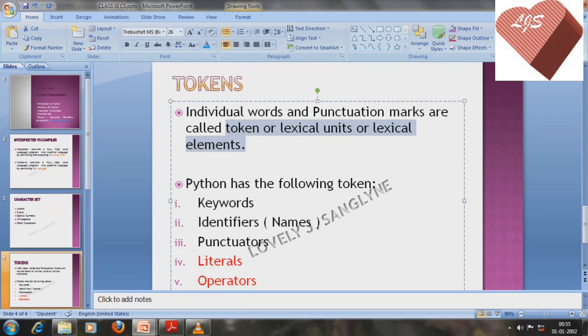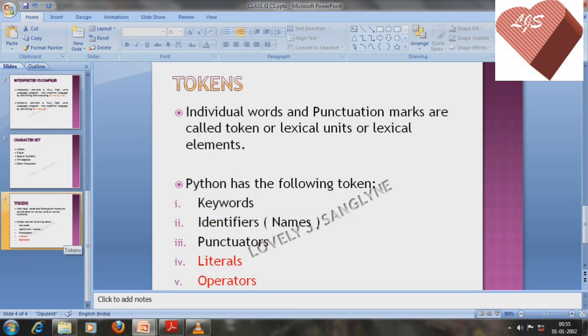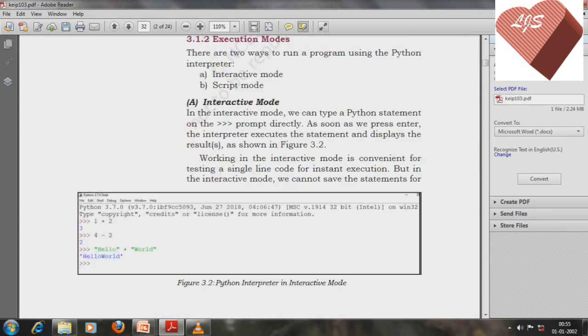Now let us discuss the following tokens such as keywords, identifiers, and punctuators. Only these three will be discussed in this video, whereas literals and operators will be discussed in the next videos. So now let us have a look at these token types.